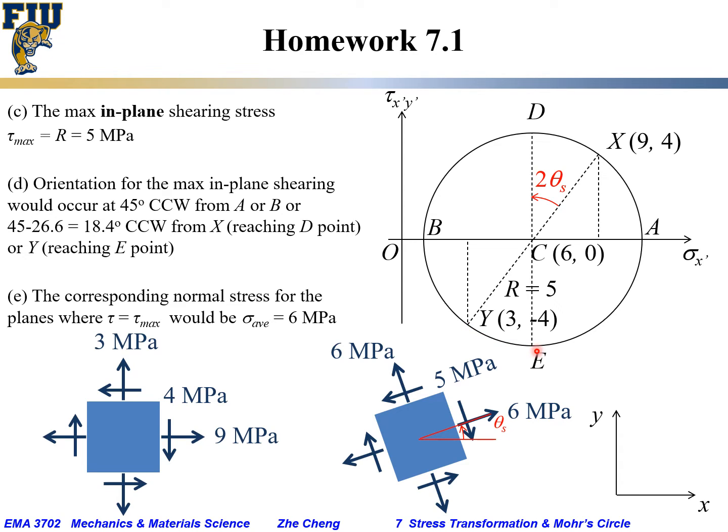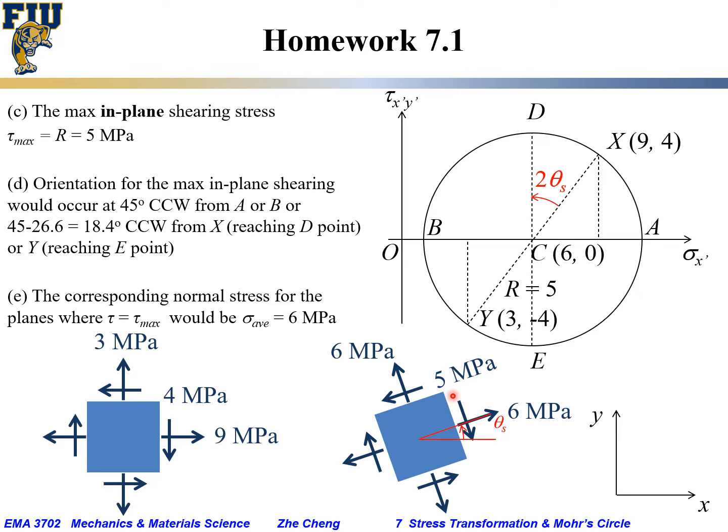Okay, so again, this is your horizontal. If you start from this, you rotate counterclockwise by theta s, and what is theta s? We said it's 45 minus 26.6 degree, which turned out to be 18.4 degree. You would be able to find the direction and the plane where our shearing stress reaches maximum. It would be 5 megapascal.